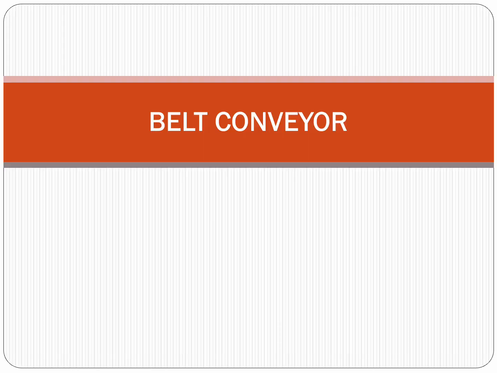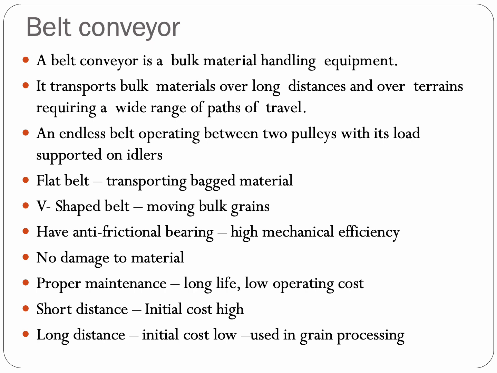Next is the belt conveyor. A belt conveyor is used for handling bulk quantities of materials. It transports over long distances, and it is used to transport horizontally. It is an endless belt operating between two pulleys with its load supported on the belt. A flat belt is used for transporting bagged materials, and a V-shaped belt for moving bulk materials, with anti-frictional bearings to provide high mechanical efficiency. This belt conveyor doesn't cause damage to the material. If proper maintenance is done, it has a long life and low operating cost.